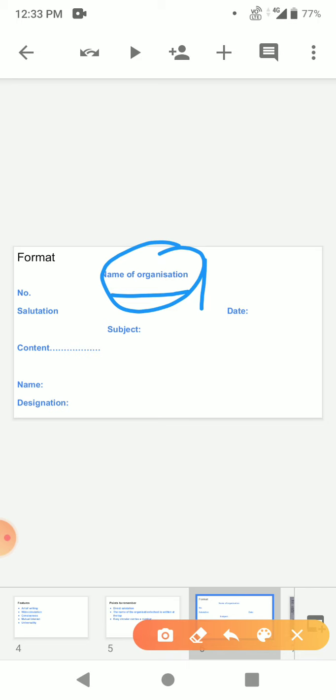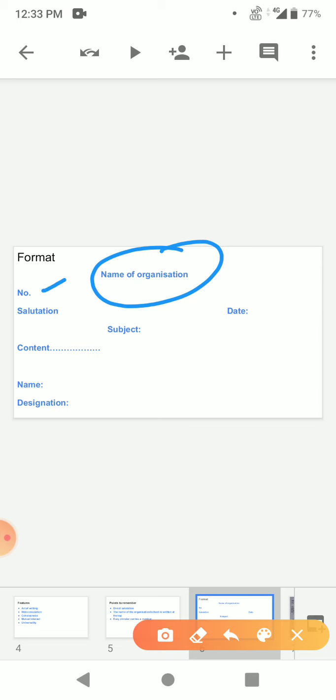Maybe you are asked to write a circular in your examination. You have to just look if the name of the organization is written there, and then you will write that name of the organization here. Then if the number is given, fine, you will write that number, but if it's not given, just frame a number of your own, 1 2 b6 whatever. So then salutation you write accordingly, dear sir, dear principal, or Mr. this and that.